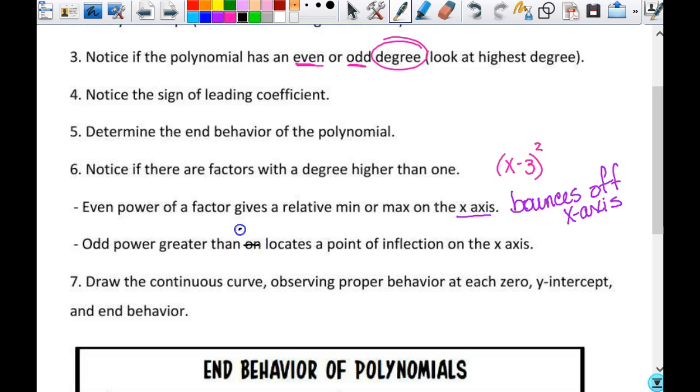Okay. Odd power greater than, see, there's a mistake right there. Greater than on doesn't make any sense. Odd power greater than 1 locates a point of inflection on the x-axis.